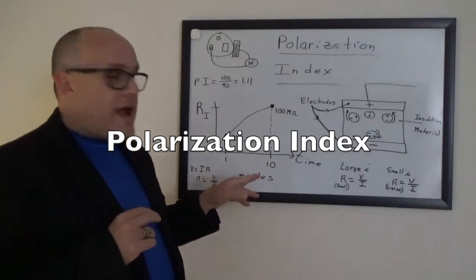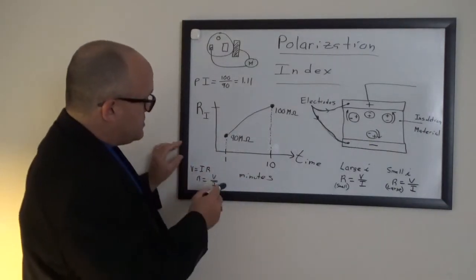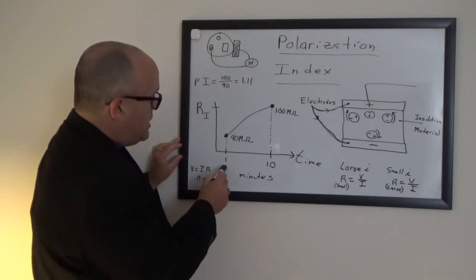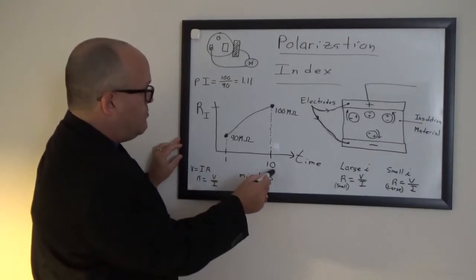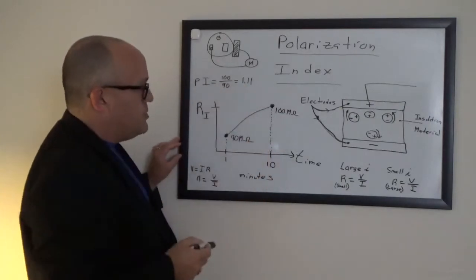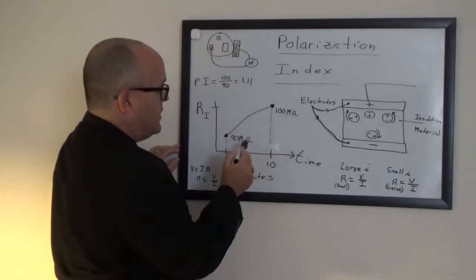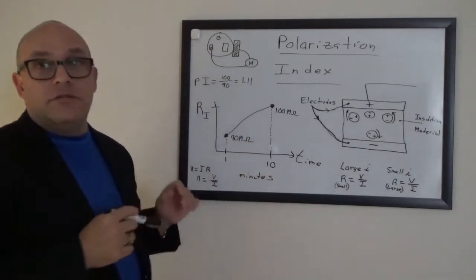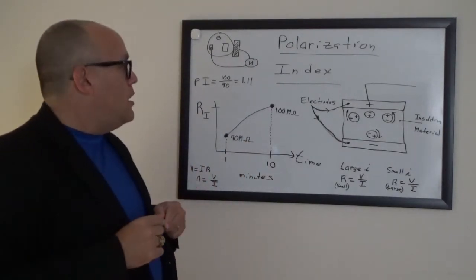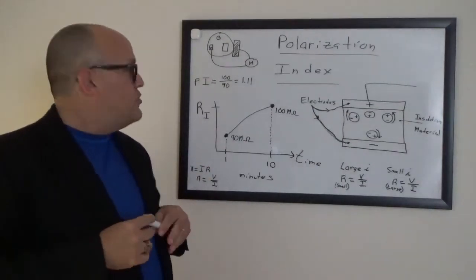If you look on a graph, we're measuring the difference between the resistance at the 1 minute point and the 10-minute point of any particular piece of insulation, and we're taking the ratio of the 10-minute resistance divided by the 1 minute resistance. That's it. It's very simple. We're going to walk through how to think about it and how to actually do it.